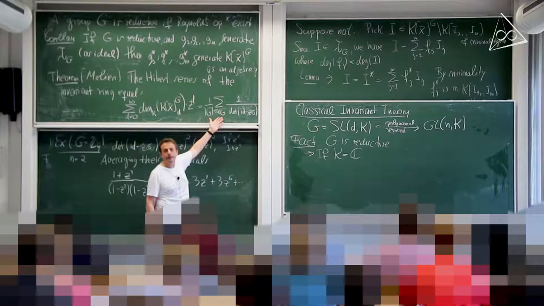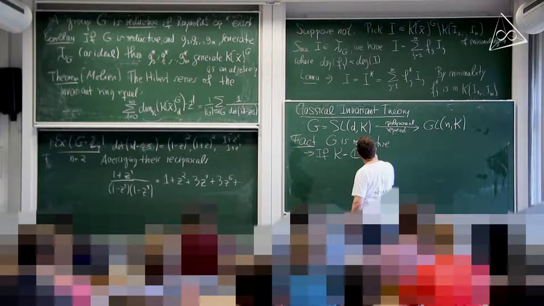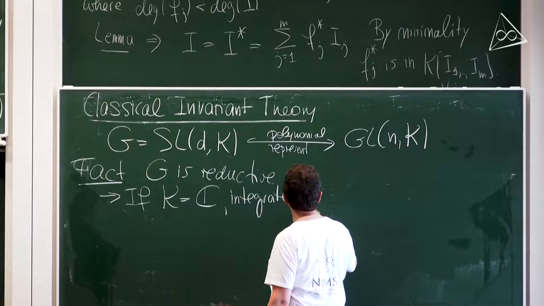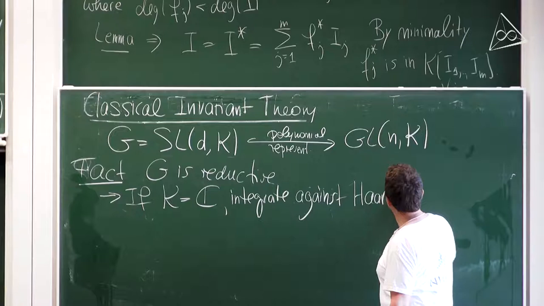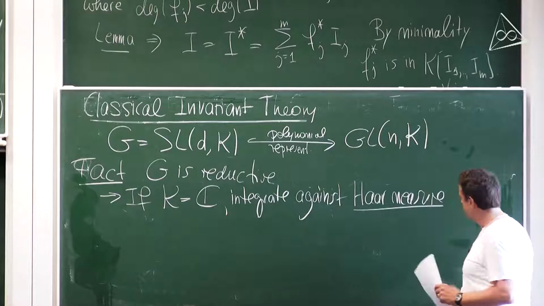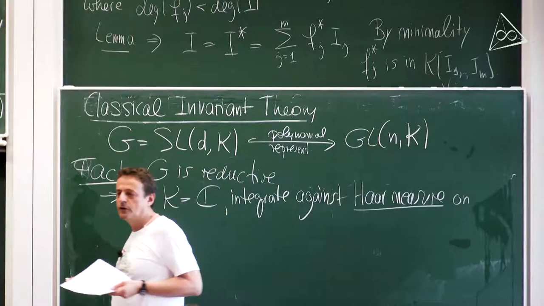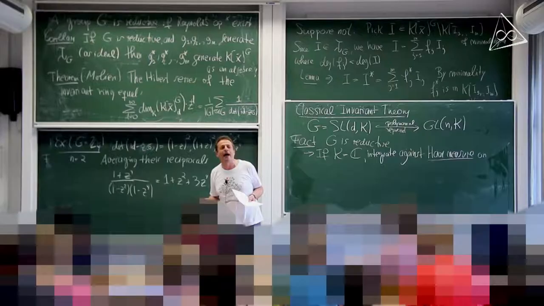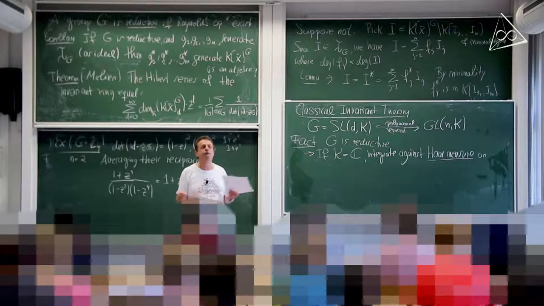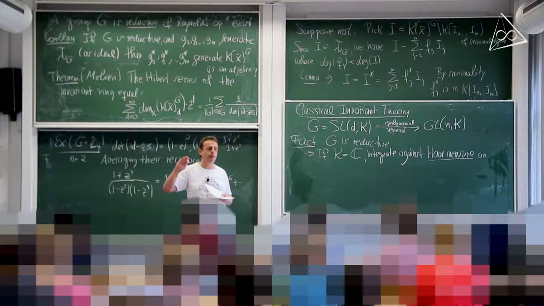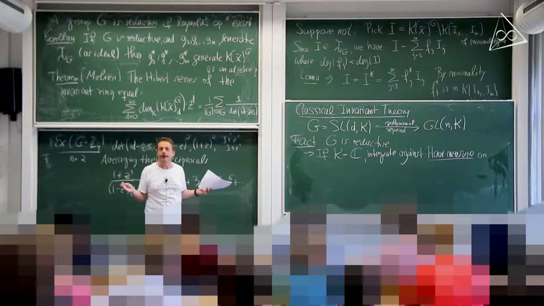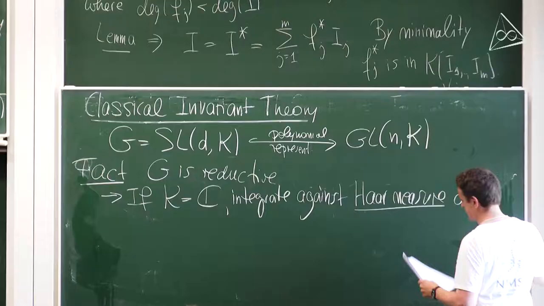If K, for example, is the complex numbers, you would like to integrate over the group. Well, you want to do this uniformly, so you should use an invariant measure, a probability distribution, called the Haar measure. So you integrate against the Haar measure. But now there's one more thing. It turns out that SL, the special linear group, is not compact. So if you write down these integrals, they will diverge. Therefore, you take this big non-compact group and you try to find a subgroup that is compact, that's large enough so that you can integrate over it. And the subgroup we take is SU_d.